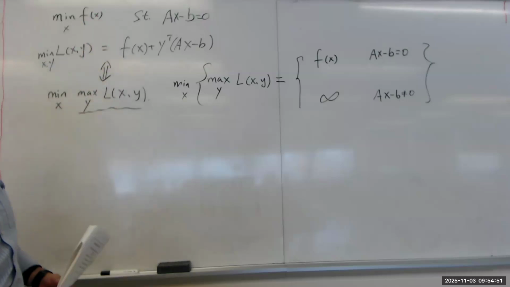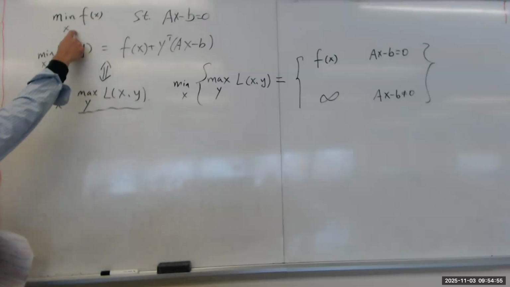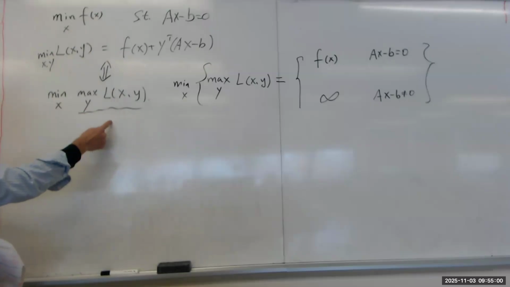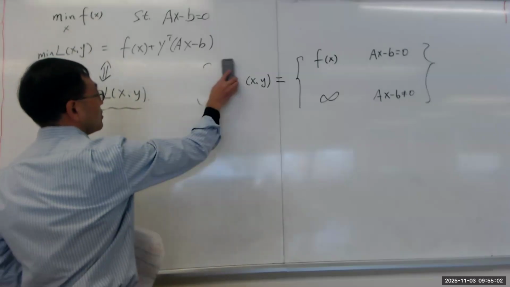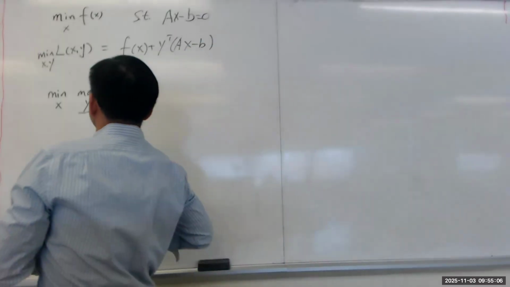So therefore, this basically shows you that minimizing f(x) is equivalent to minimizing the Lagrangian function, which is this minimax problem. Now I want to make another statement.